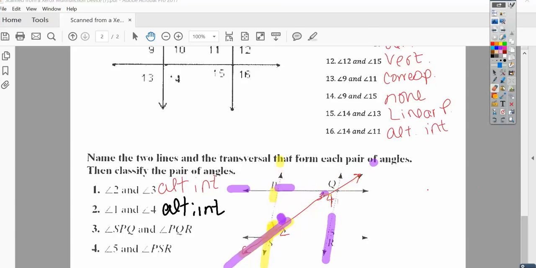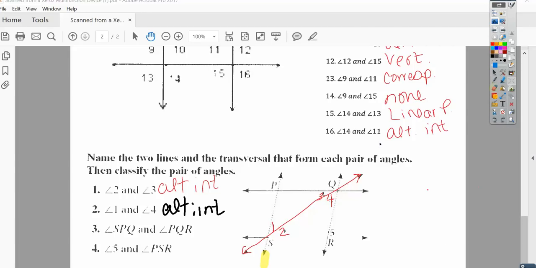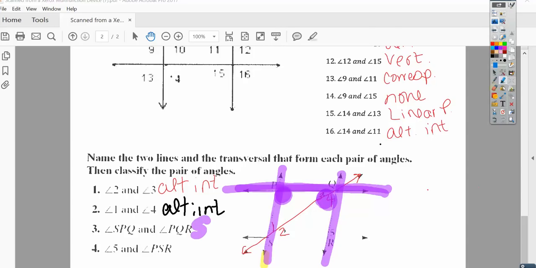If we do the next one, it says angle PQR, which is this whole angle, and angle SPQ, that's this whole angle. So this whole angle uses these lines, and this angle uses these lines. So what relationship is that? Same side interior.